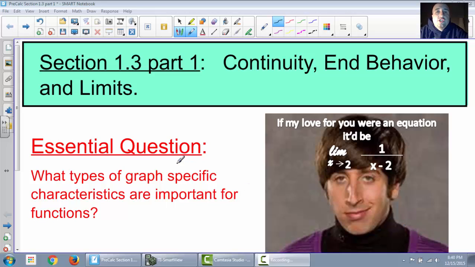All right, welcome to section 1.3 part 1. Another tough section here. This section is called continuity, end behavior, and limits. So we're going to talk about continuity and limits today. End behavior will be in the next part.